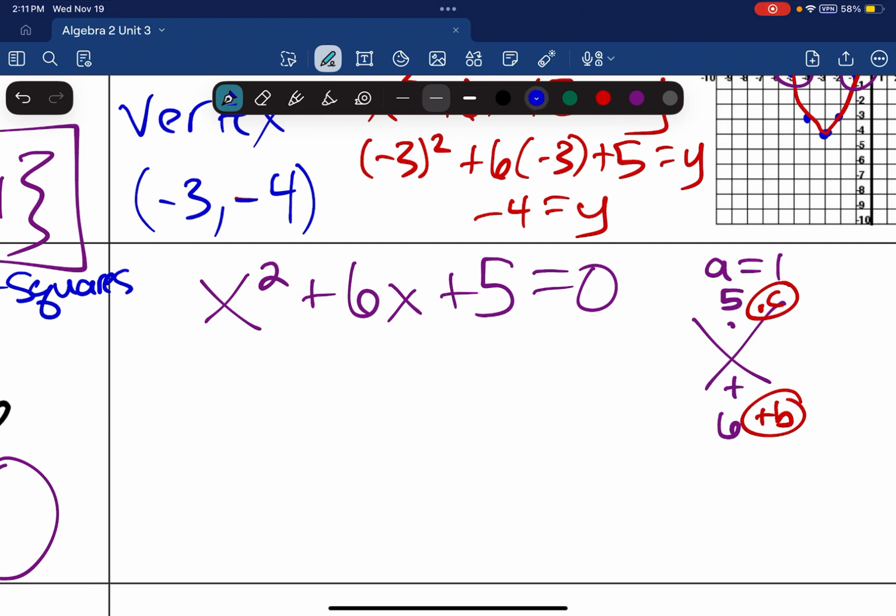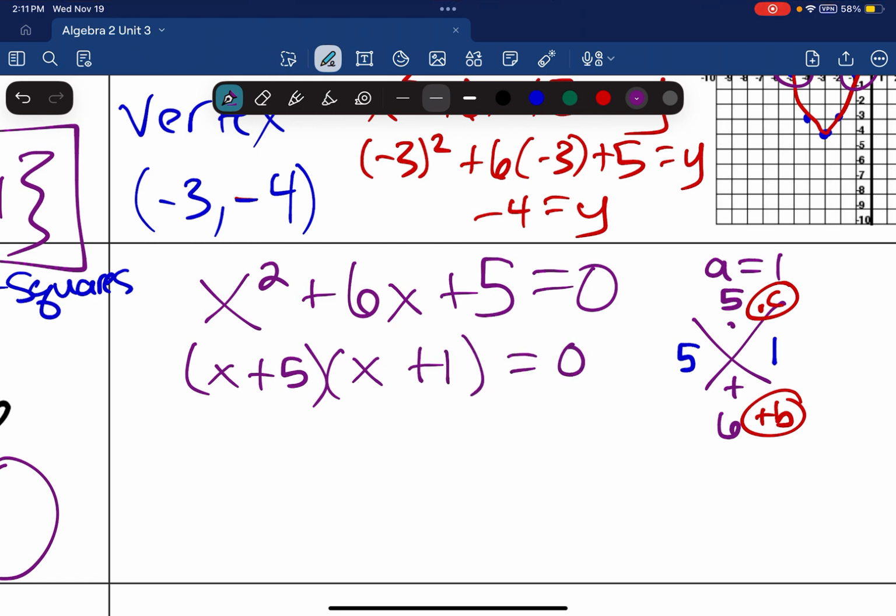So two numbers that will multiply to be 5 are 5 and 1. They would both be positive. So my two factors are x plus 5 times x plus 1 equals 0. Now this is the factored form, but this is not our solution.